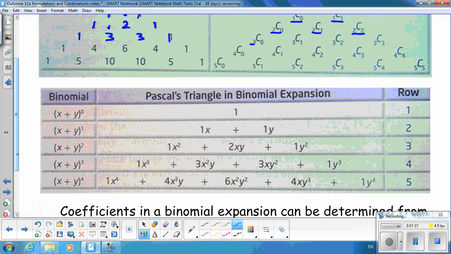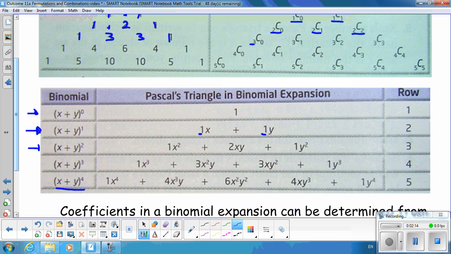If we look at a binomial expansion, it is going to give us a shortcut for expanding something like (x + y) to the power of 4. Instead of having to expand it all by distribution, we can use the binomial theorem. So (x + y) to the power of 0, well, anything to the power of 0 is just 1. (x + y) to the power of 1 works out to be 1x plus 1y, and you'll see that these are the coefficients from row 2 of Pascal's triangle.